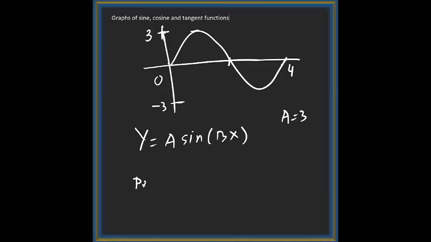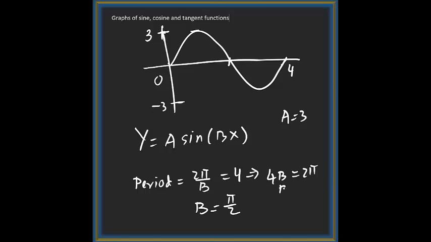And we know period equals 2 pi over b. And if you look at the graph, your period is given as 4. Now if you simplify for b, you will see that it is pi over 2. Because you can easily simplify: 4b equals 2 pi, so then b will be 2 pi over 4, which is pi by 2. So we got our b equals pi by 2.